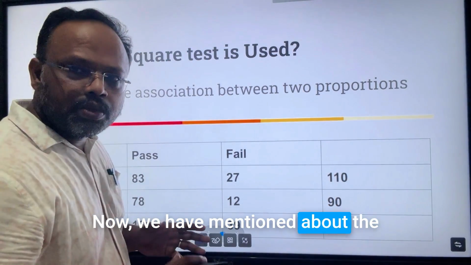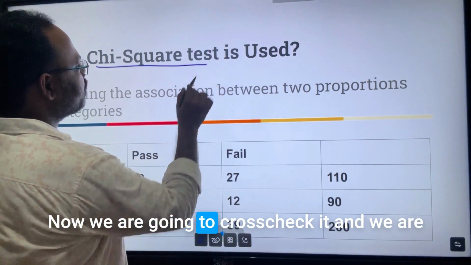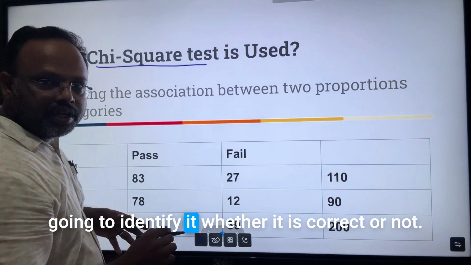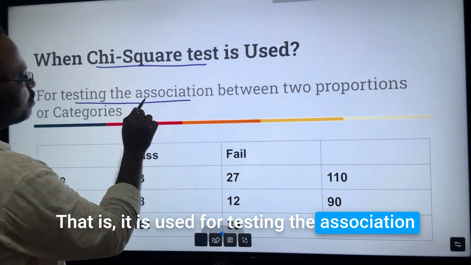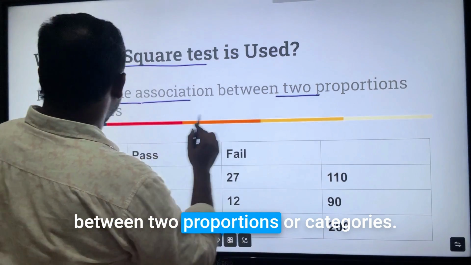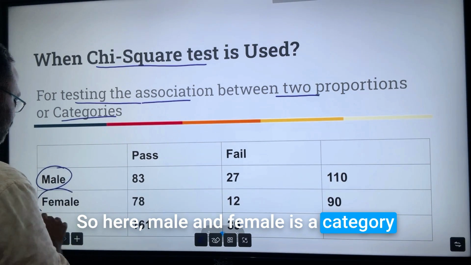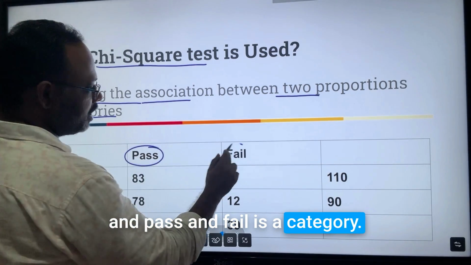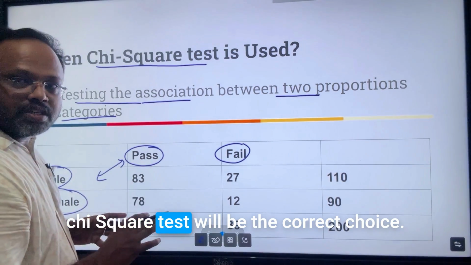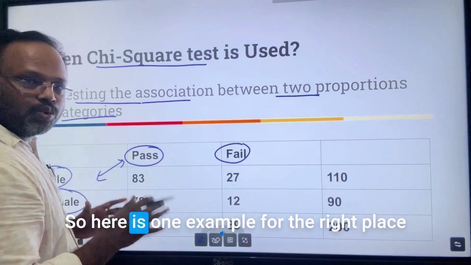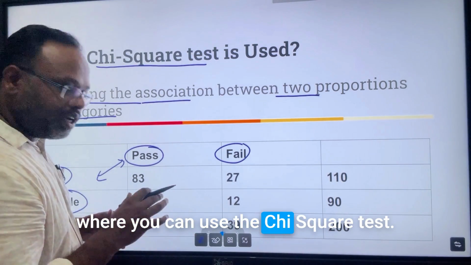Now we have mentioned about the purpose of chi-square test earlier. Now we are going to cross check it and we are going to identify whether it is correct or not. That is, it is used for testing the association between two proportions or categories. So here male and female is a category and pass and fail is a category. So we are comparing these two categories, hence chi-square test will be the correct choice. So here is one example for the right place where you can use the chi-square test.